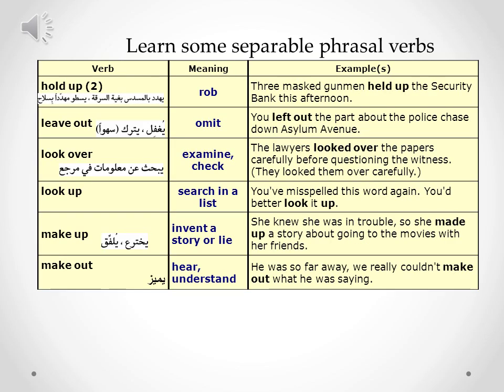Now we are still looking at some separable phrasal verbs. The first one on the list here is hold up, which means to rob, normally using or threatening with a gun for the purpose of stealing. Example: three masked gunmen held up the Security Bank this afternoon. The next phrasal verb, leave out, means to omit. Example: you left out the part about the police chase down Asylum Avenue.